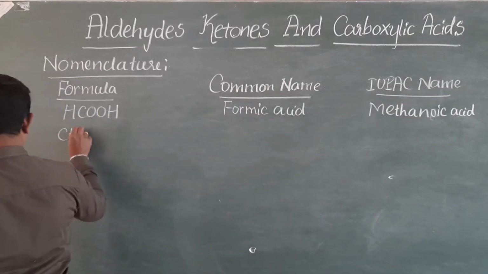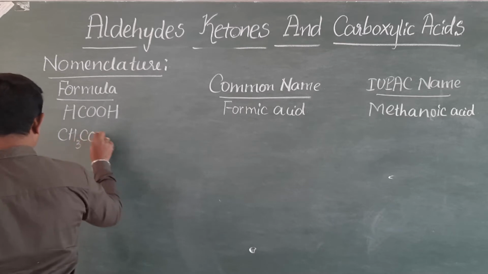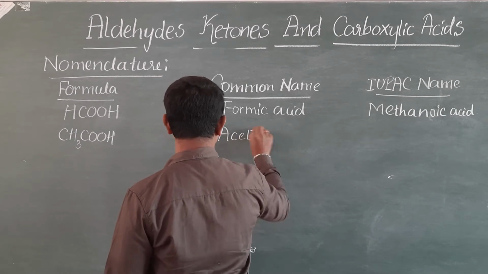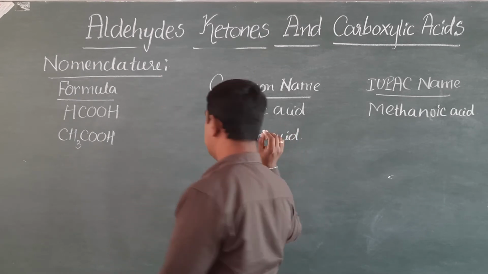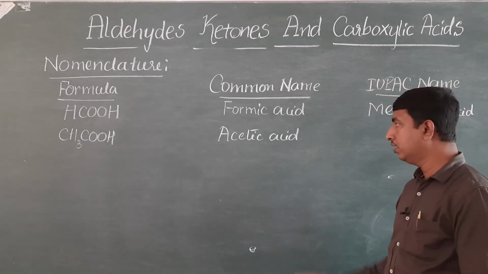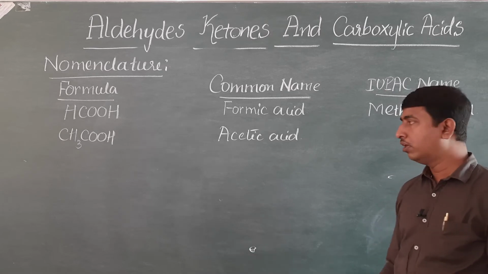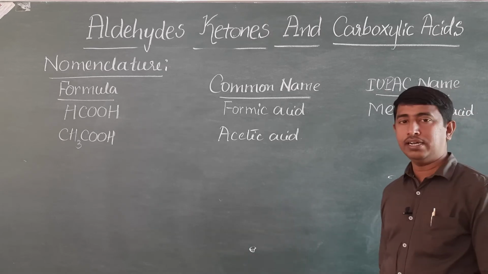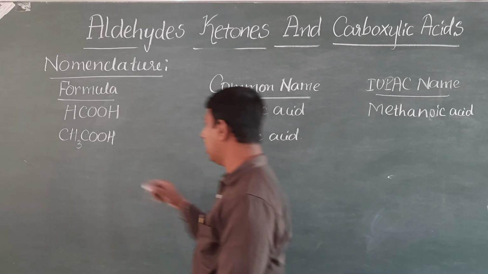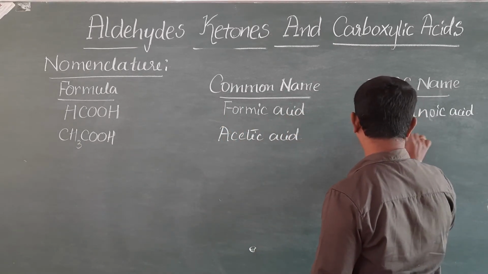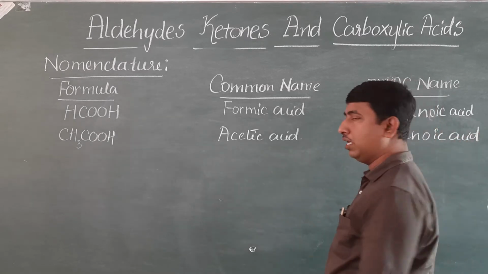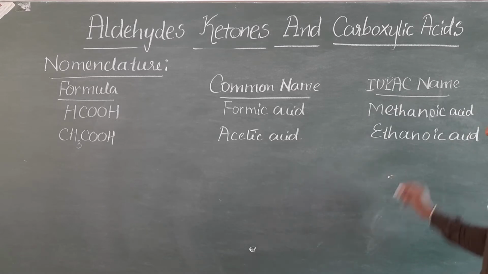Next example, CH3COOH. Common name of this acid is acetic acid, and this acetic acid is present in vinegar. In Latin language, acetum means vinegar. Now, what is the IUPAC name? Two carbon atoms are present, so the alkane is ethane. On replacing e by oic acid, I will get ethanoic acid.